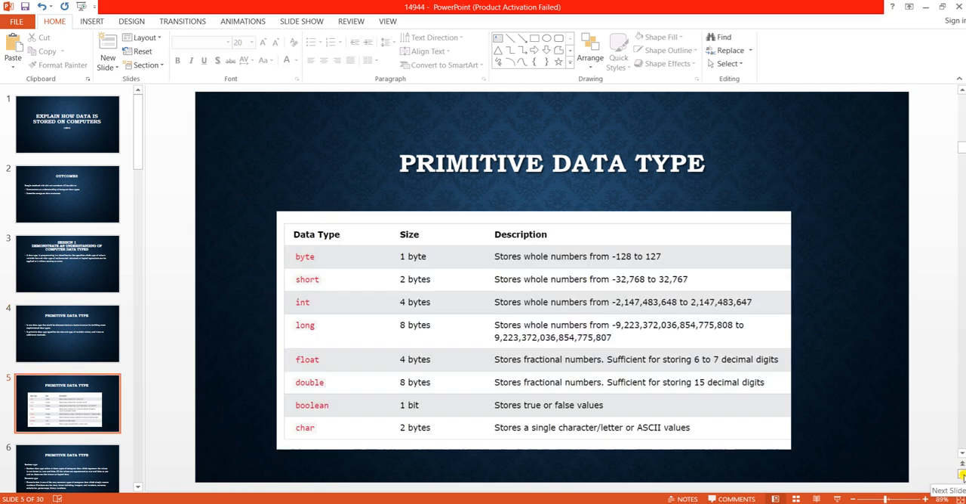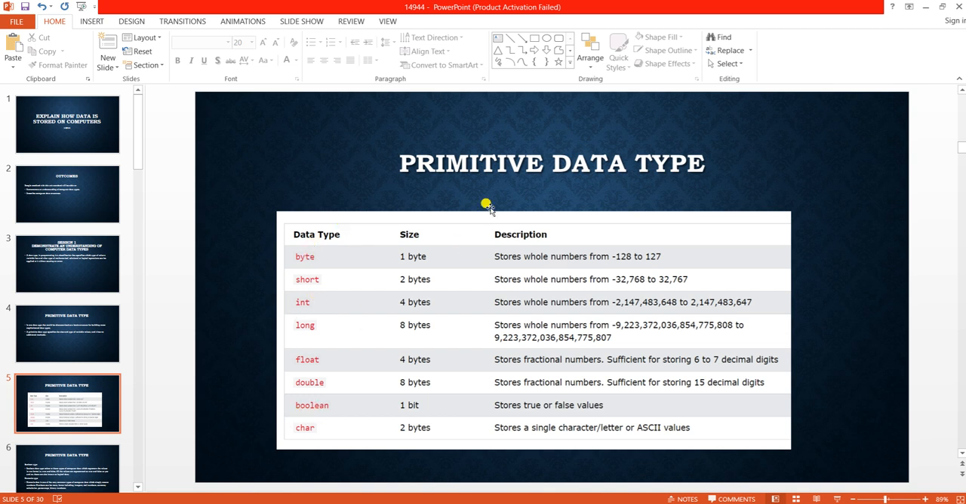On to slide 5, we've got these data types. We've got your byte, which consists of 1 byte. 1 byte is equal to 8 bits. And you've got your short, int, long, float, double, boolean, which is 1 byte, and your character. Character stores a single character or letter, or the ASCII values. We'll go in depth on the ASCII values in the next slides. So these are the primitive data types that they mention.